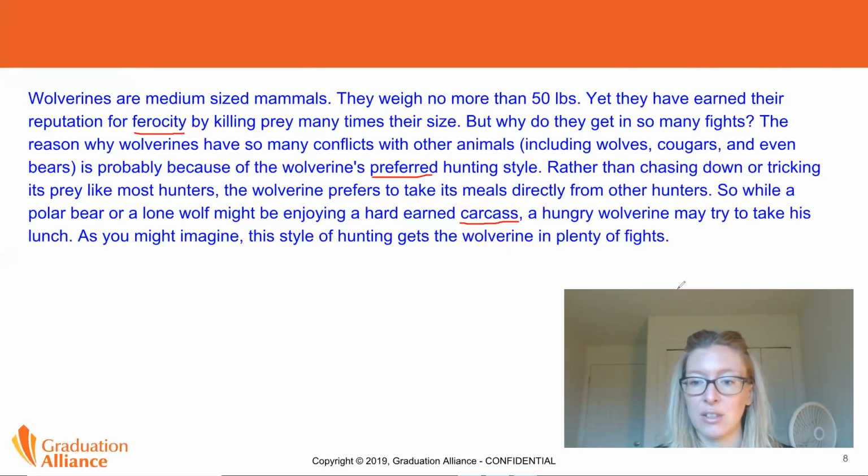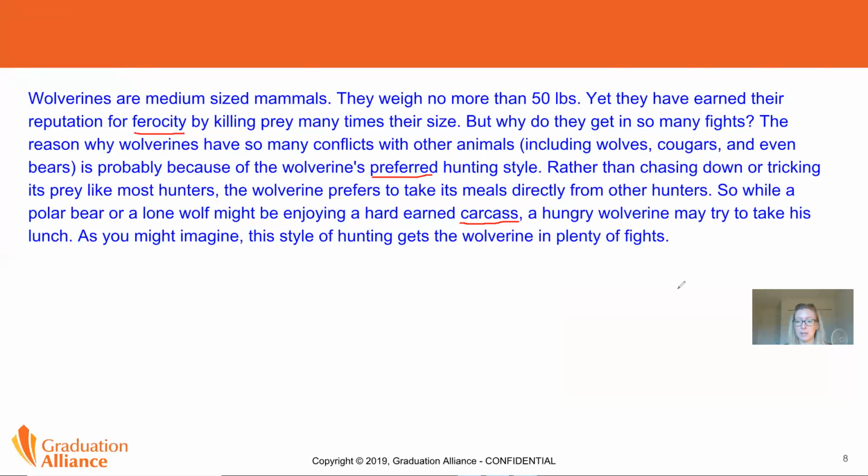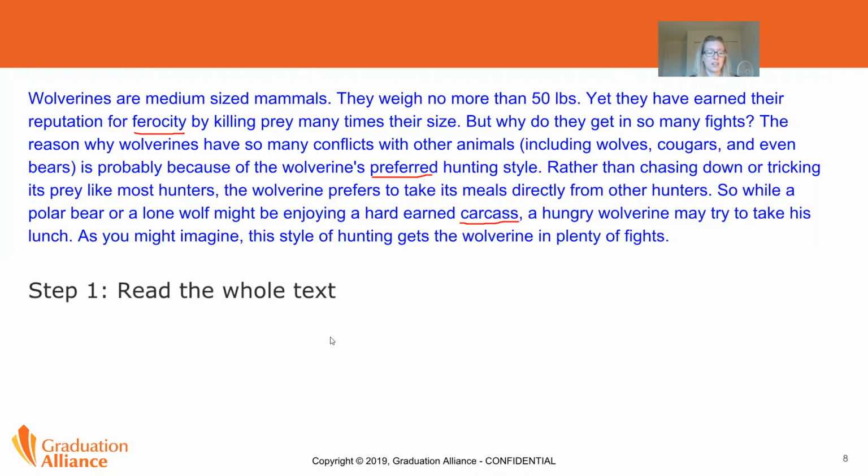All right, so let's get to the steps. So one, read the whole text. We did that. We even identified some vocabulary words. So what is the article about? Well, the article is about wolverines, and we'll get more specific as we go through these questions.